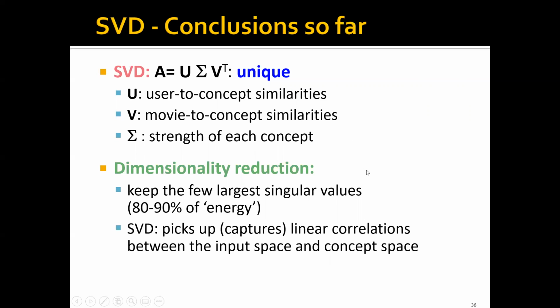To perform dimensionality reduction, we can just keep the few largest singular values. Usually a rule of thumb is to keep enough of the largest singular values so that we retain about 80% to 90% of the energy. And last but not least, what SVD does is essentially pick up and capture the linear correlations between the input space and the concept space.